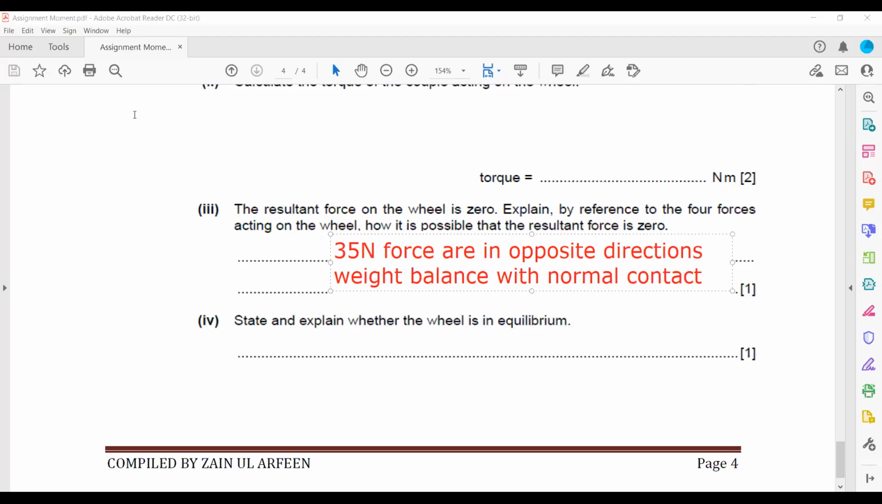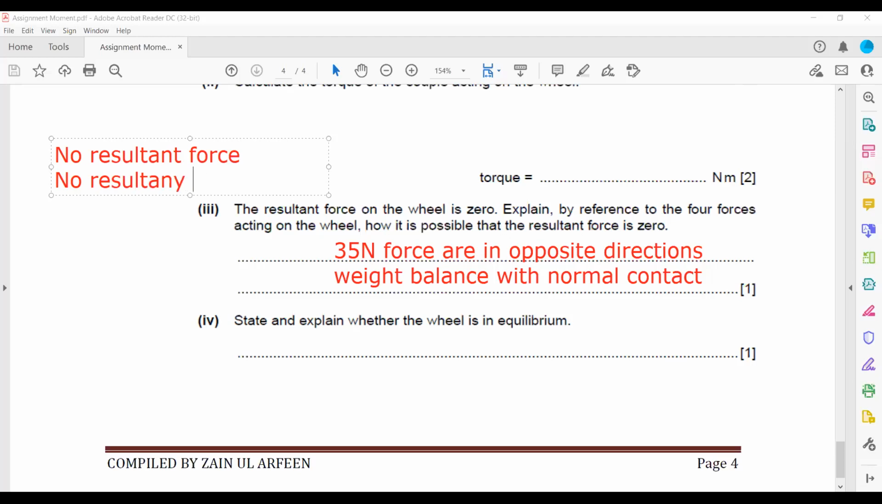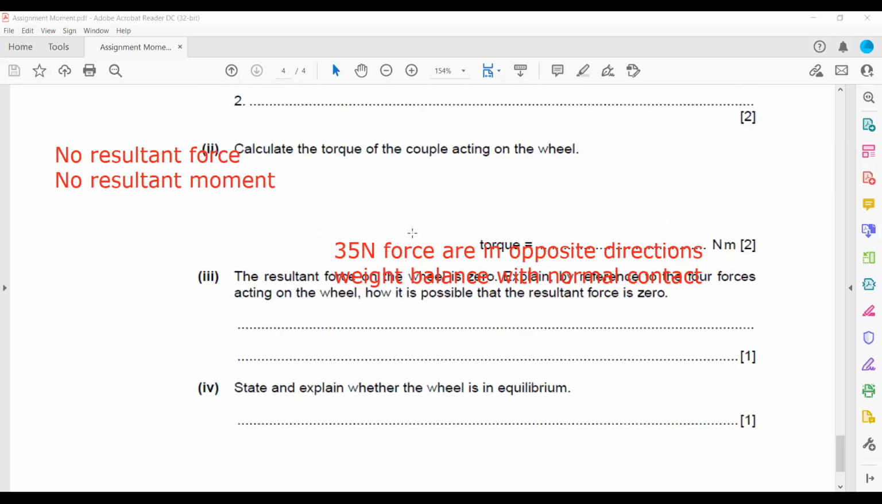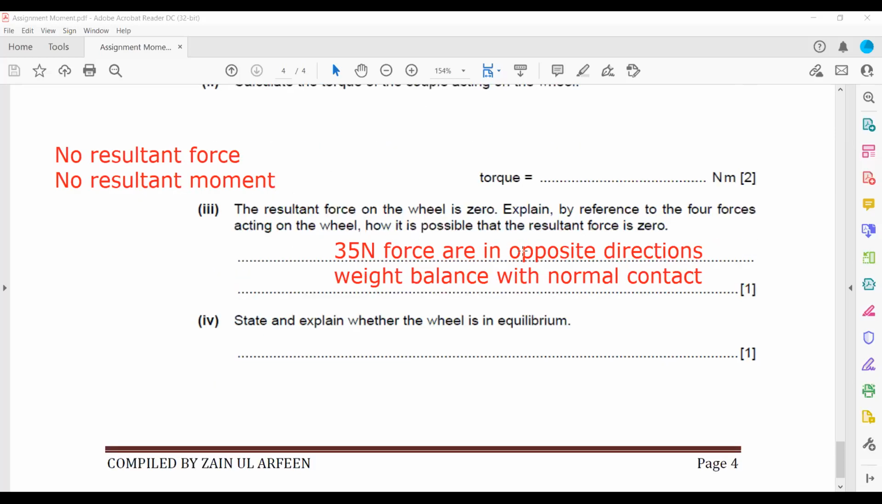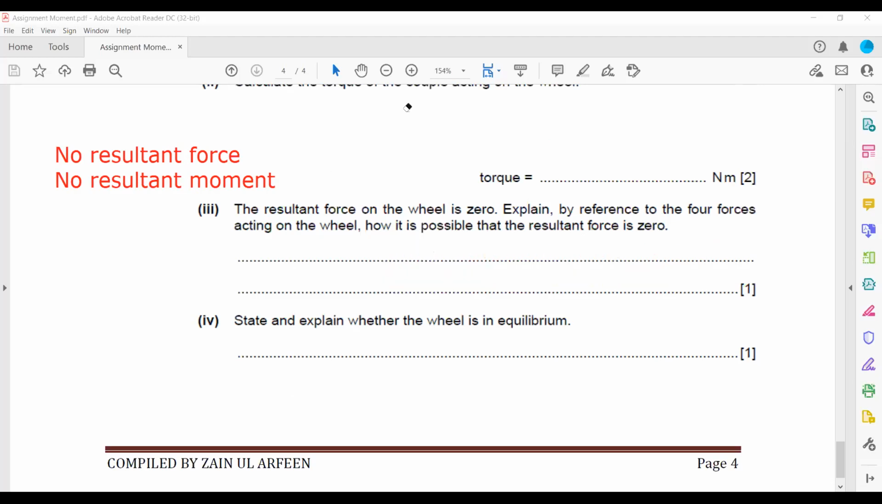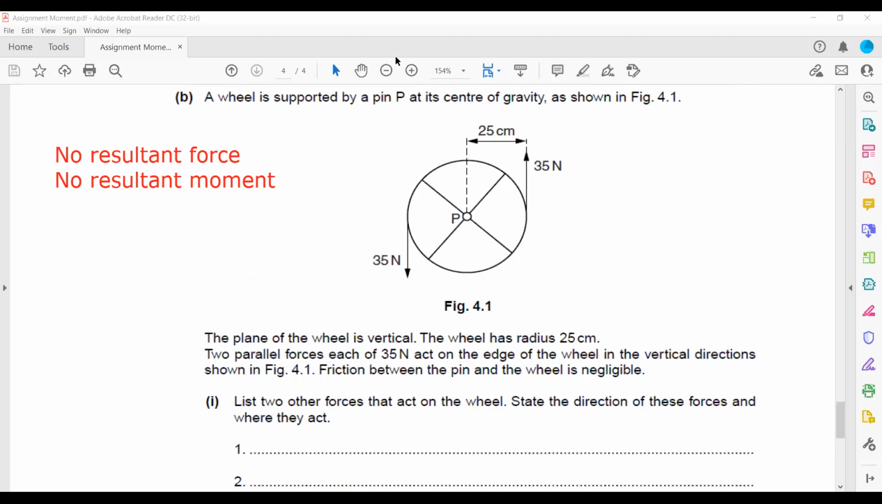State and explain whether the wheel is in equilibrium. What are the conditions for an object to be in equilibrium? There should be no resultant force, and there should be no resultant moment or turning effect. When you look at the resultant force, you can clearly see there is no resultant force. Upward forces balance with the downward forces. So the first statement is true.